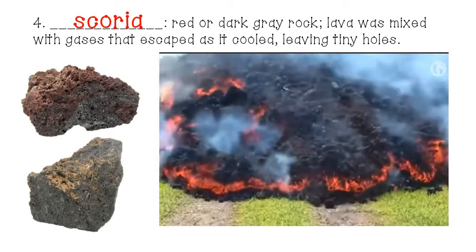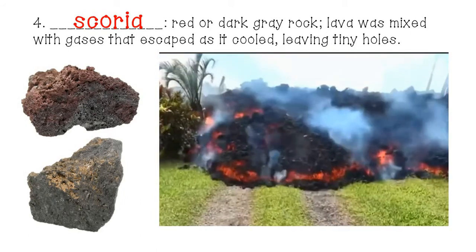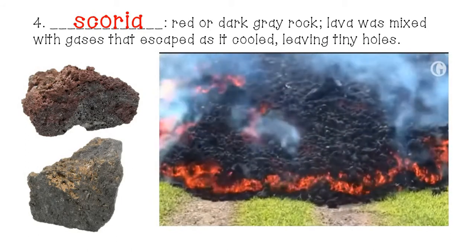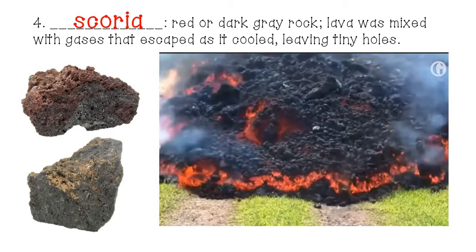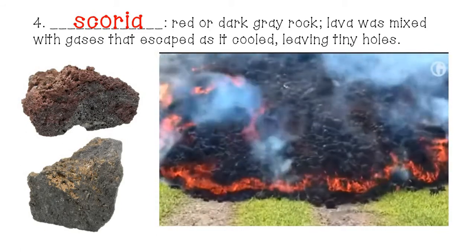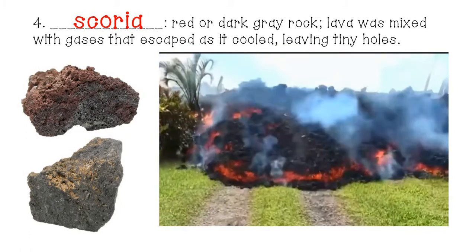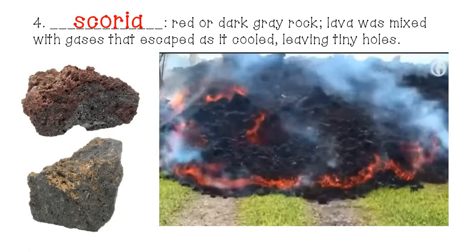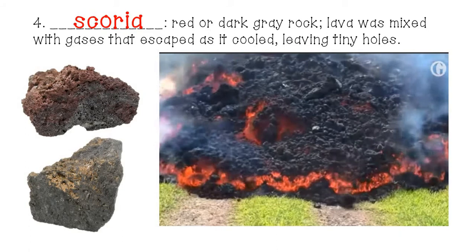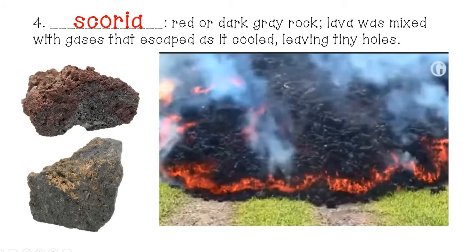And scoria, if you look carefully at it, has these little tiny holes all throughout it. That happens because the lava itself wasn't just lava as it was cooled. It had gases that were trapped inside of it. So as the volcano erupted, there were gases coming out right along with the lava. And so as the lava began to cool, those little tiny gases escaped out, and that left behind little holes, little bubbles in it. So you can see that in this video that we have our frothing lava. So that's where the little holes come from.